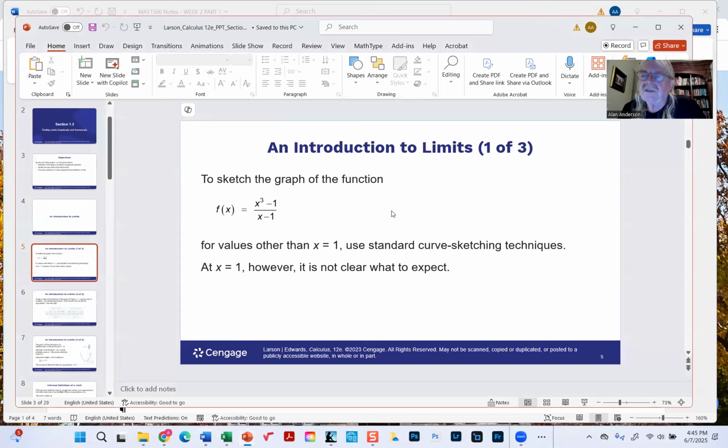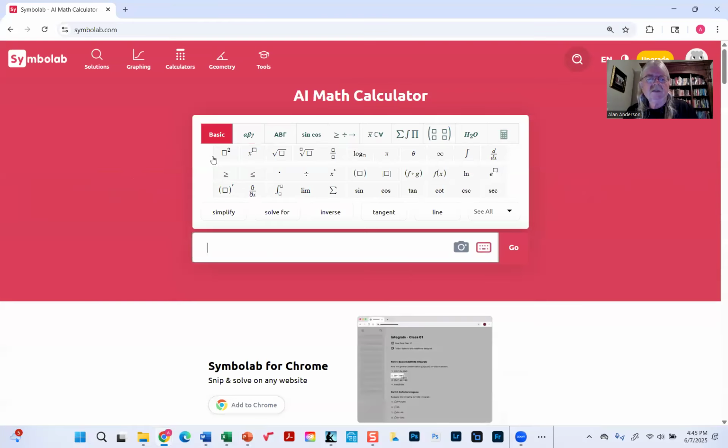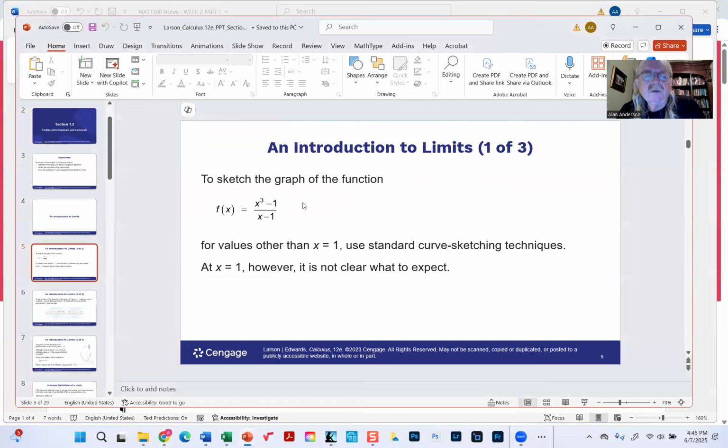Now, here's a good example of this. Look at this thing. It doesn't look terrifying, but if you notice, we can't allow x to equal 1. Uh-oh, we're in trouble now because if we're trying to solve for the limit as x approaches 1, we're going to have a problem because we can't have division by 0. So let's go to Symbolab and see what this function looks like. Let's see what this is. y equals x cubed minus 1 over x.